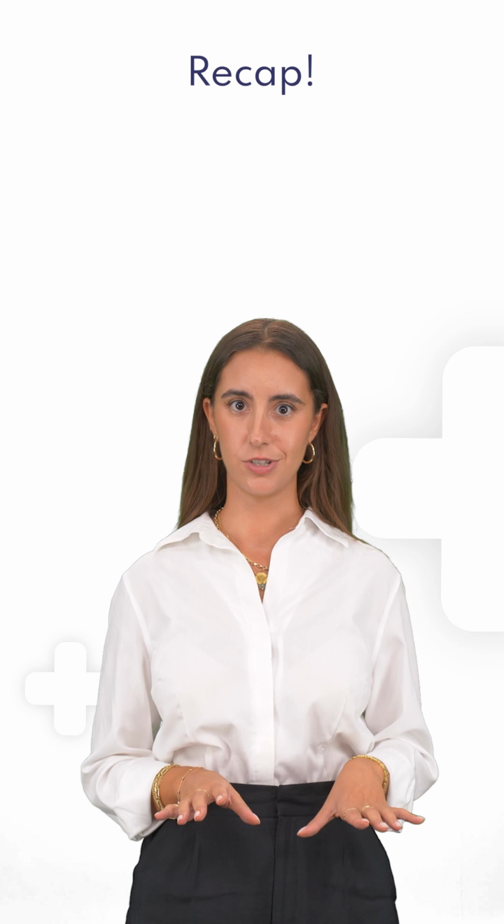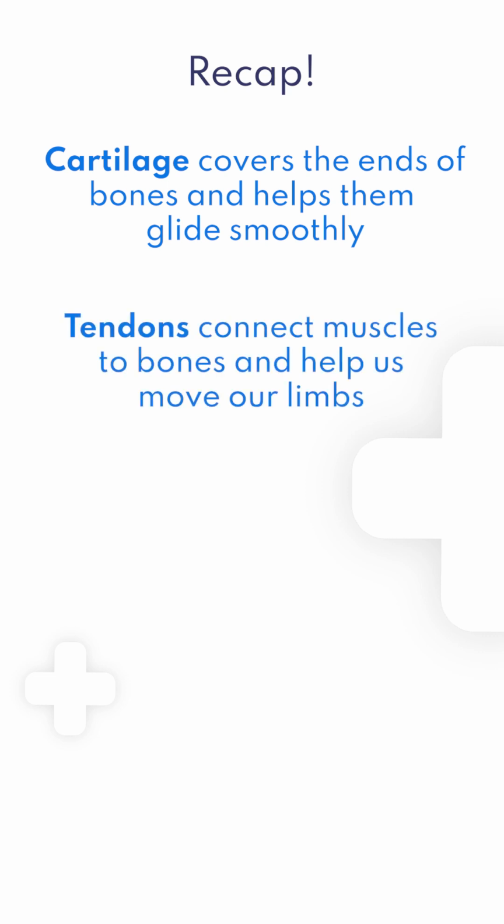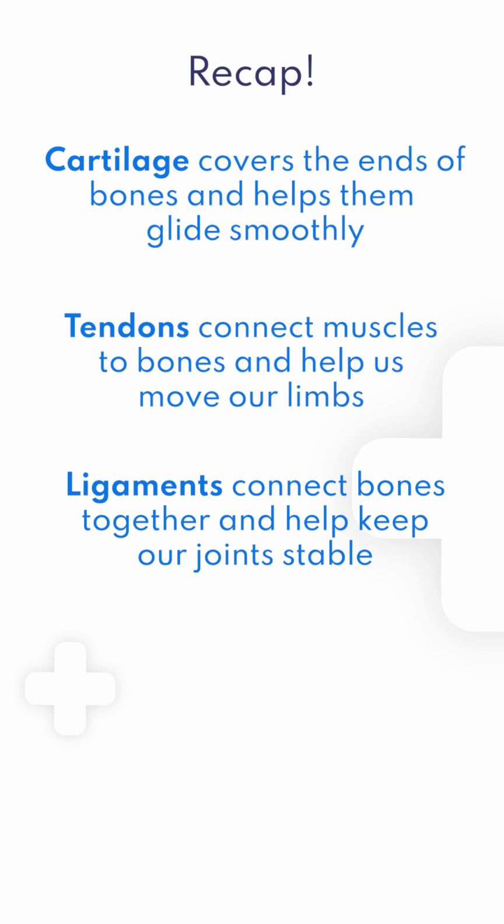That was a lot of information, so 10-second recap. Cartilage covers the ends of bones and helps them glide smoothly. Tendons connect muscles to bones and help us move our limbs. Ligaments connect bones together and help keep our joints stable. It takes all parts working together to have a healthy and functioning joint.